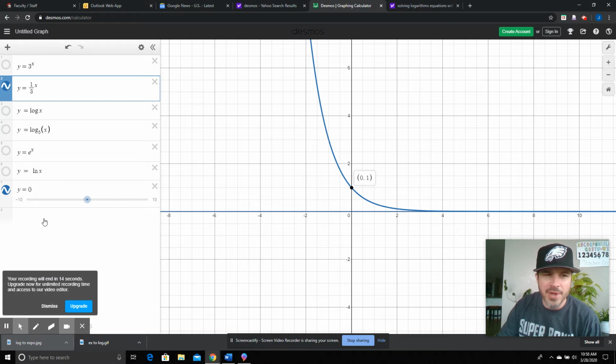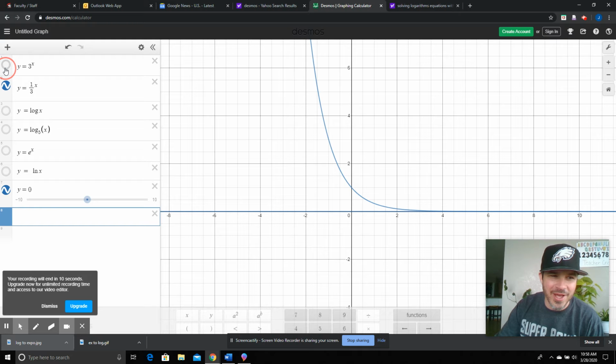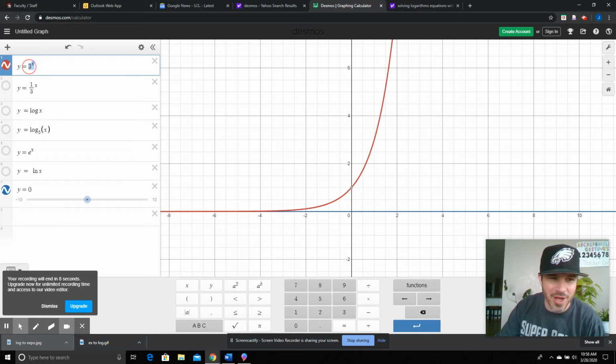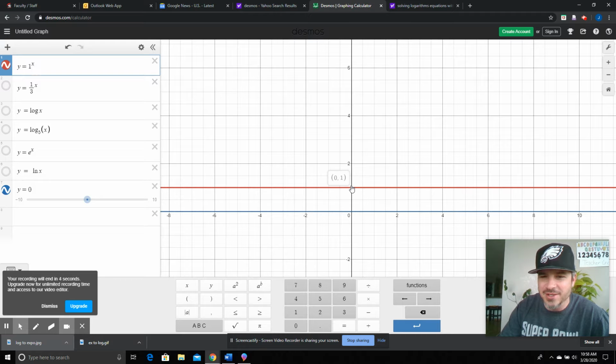Okay. Now, if the base is 1, then we get, let's just throw that up here real quick, this weird function. Oh, it's just a constant function where y equals 1 every single time.